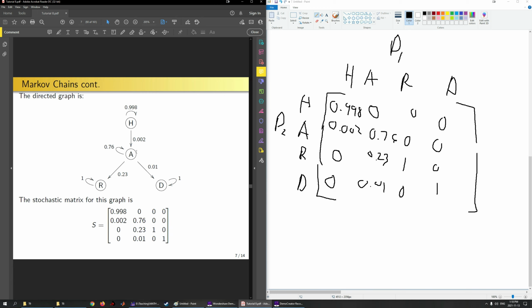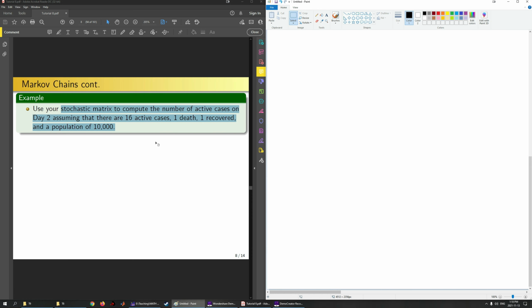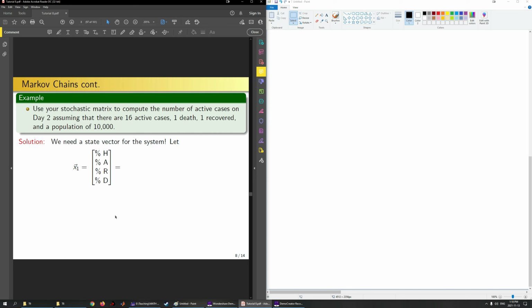Okay, so beyond here, I now want to use this stochastic matrix to make predictions, right? So this was the data that I was given. On day 1, I had 16 active cases, 1 death, 1 recovered in a population of 100,000. So I need to find the state vector for day 1. So how do I find the state vector for day 1? Well, the state vector will just be a bunch of percentages of people in each one of these states, and those percents need to add up to 1 for this to be a stochastic vector.